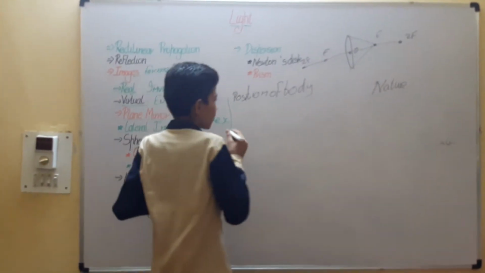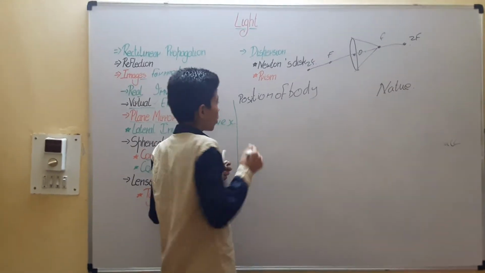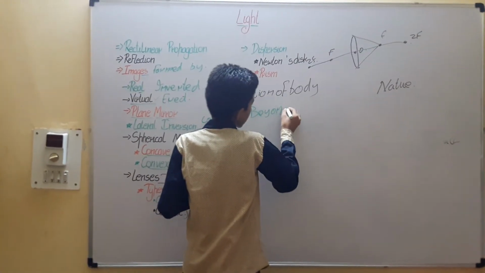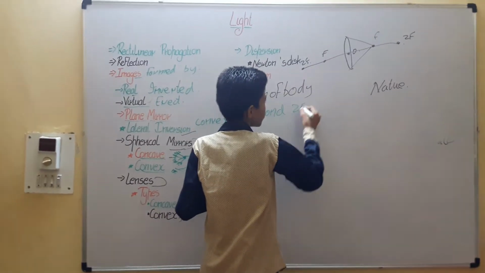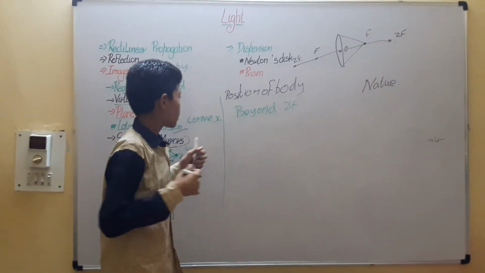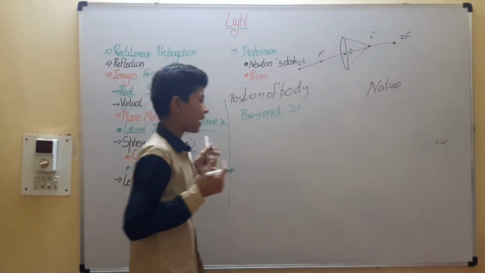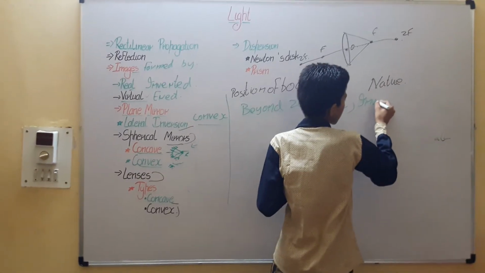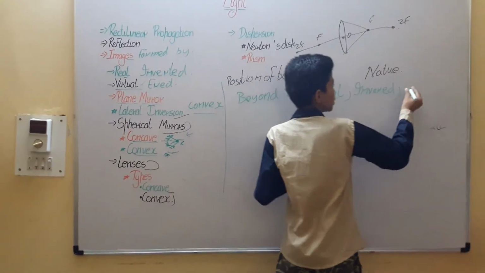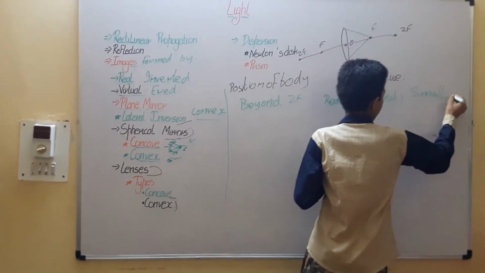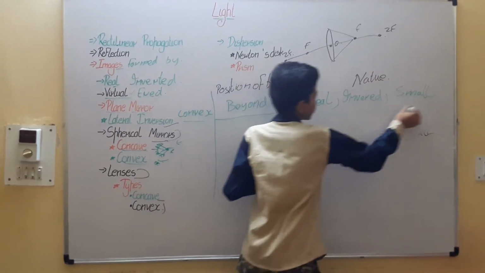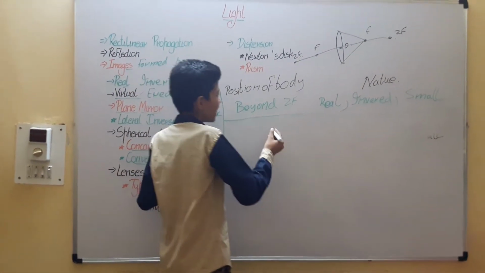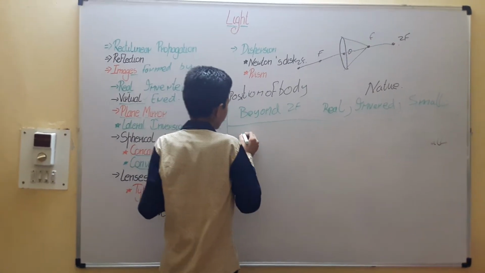Convex lens: first, when the object is beyond 2F, the nature of the image would be real, inverted, and small in size. Then when the position of the body is between 2F and F, the image formed is real, inverted, and big in size.